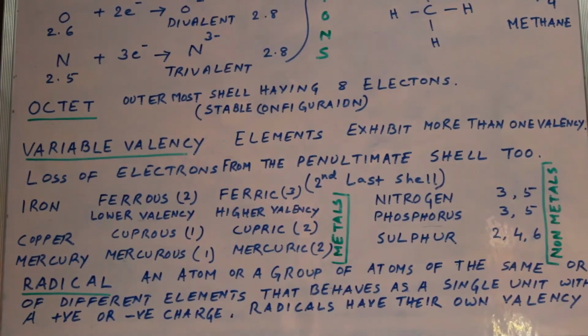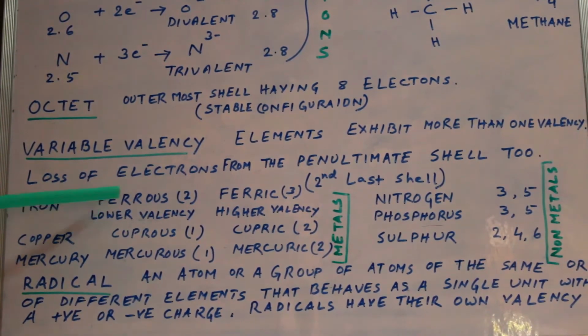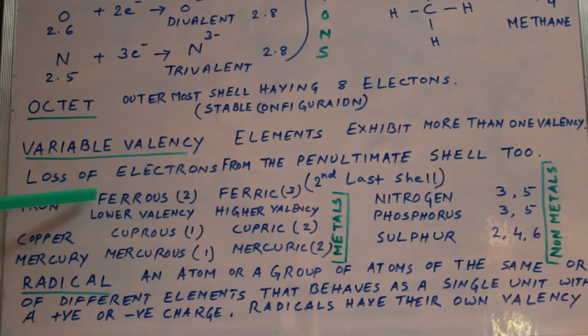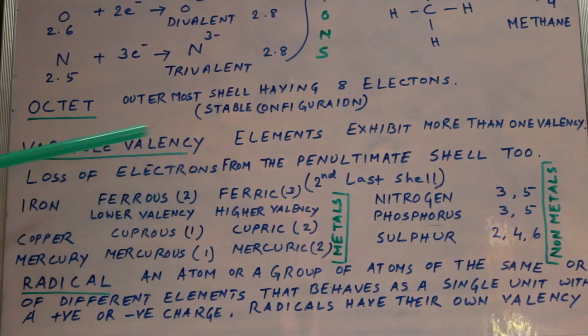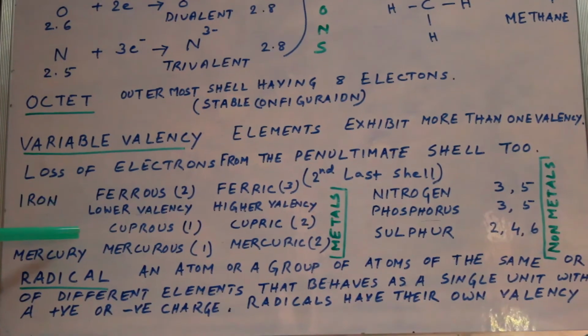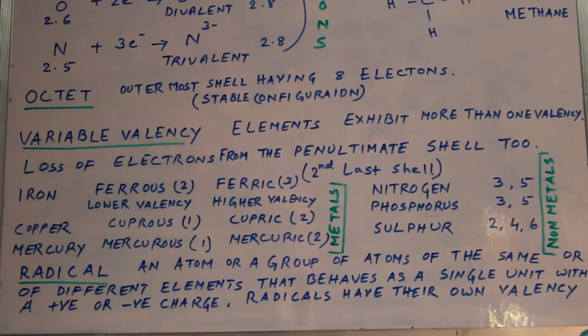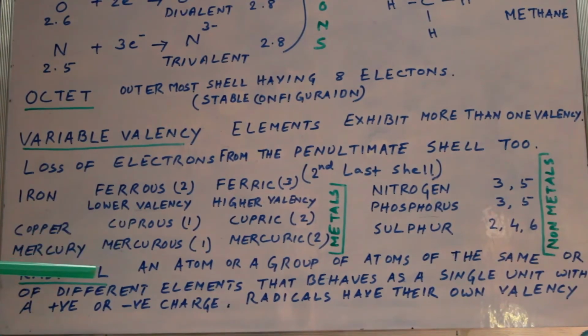In case of metals, we have iron, we have 2 valencies. The lower valency is known as -ous and the higher valency is known as -ic. So we have ferrous valency 2 and ferric valency 3. Then we have copper, cuprous, lower valency 1, cupric, higher valency 2, mercury, lower valency 1, mercurous, and 2 is the higher valency, mercuric.